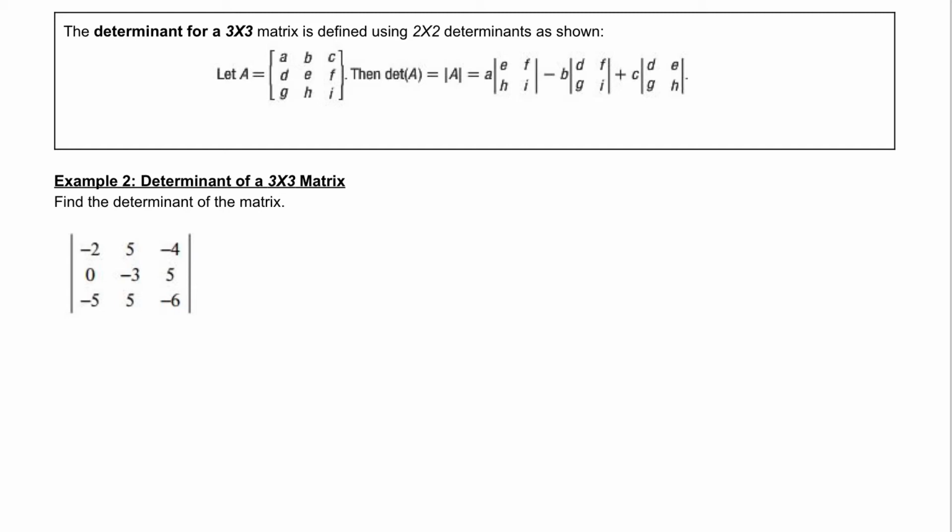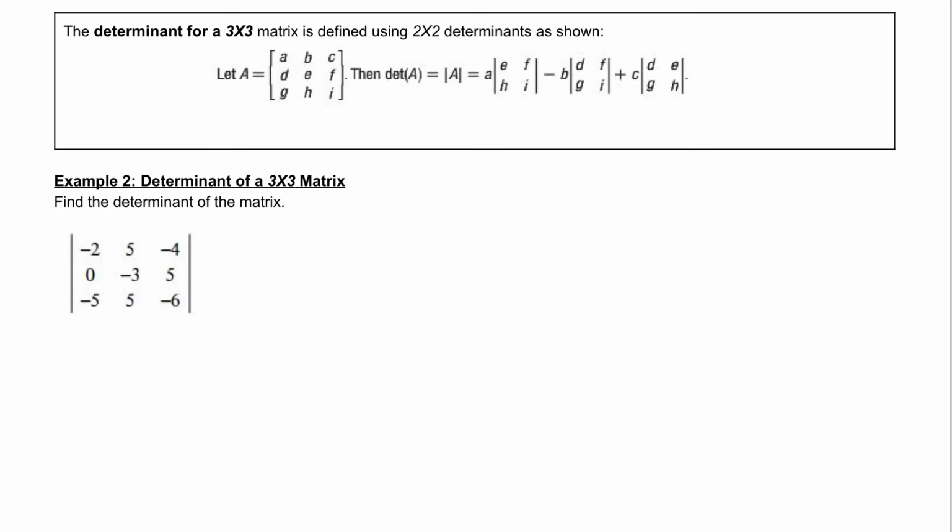In example 2, we're going to be looking at determinants for a 3 by 3. So here's the formula that you need over here. If this is our original 3 by 3 matrix, we're going to find the determinant by taking little a times this determinant of a 2 by 2, minus b times this determinant of a 2 by 2, plus c times this determinant of a 2 by 2.